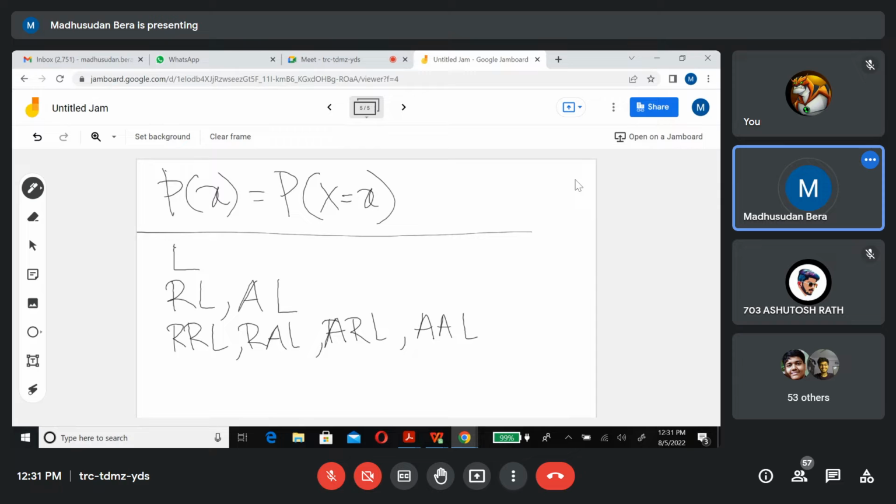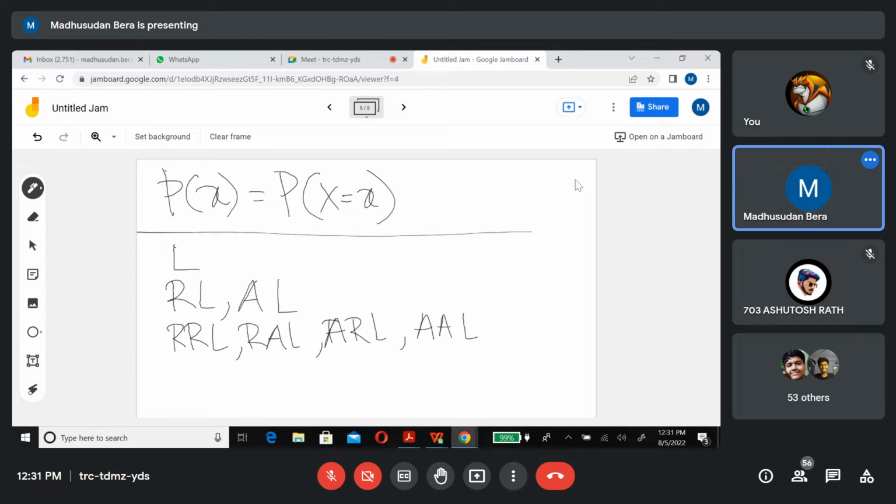So if you observe, for all outcomes, the last one will be L. Before that, they are either R or A. That is the thing. So in any outcome, the last one will be L. Before that, all are either R or A, meaning a combination of R and A.